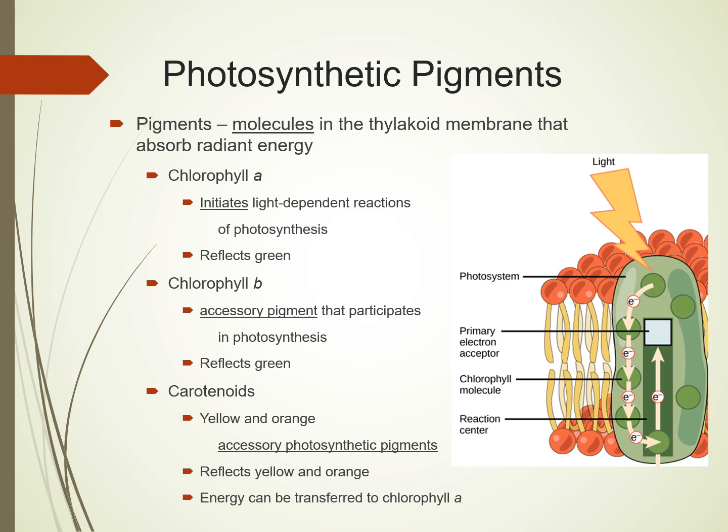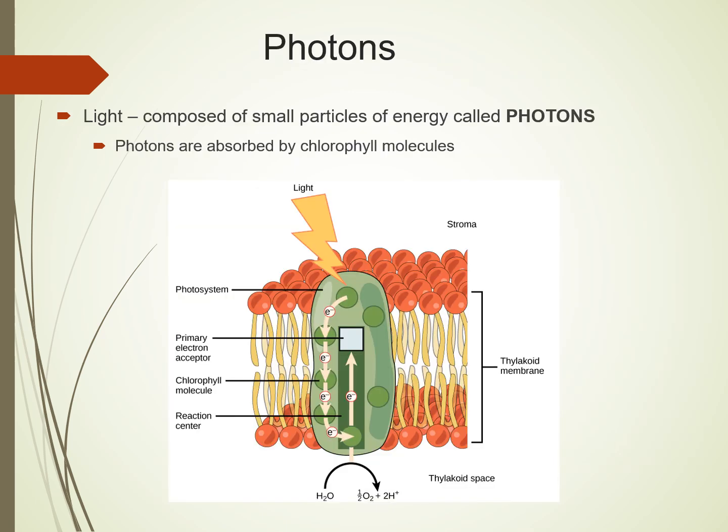However, each type of pigment absorbs different wavelengths of light and can contribute to the function of chlorophyll A. Chlorophyll molecules reflect green, which is why leaves usually appear green to us. The carotenoids reflect yellow and orange, and therefore we can see those colors in certain plants, such as a carrot or squash. Light energy is made of small particles from the sun called photons. Inside the thylakoid lumen, photons are absorbed by chlorophyll molecules.